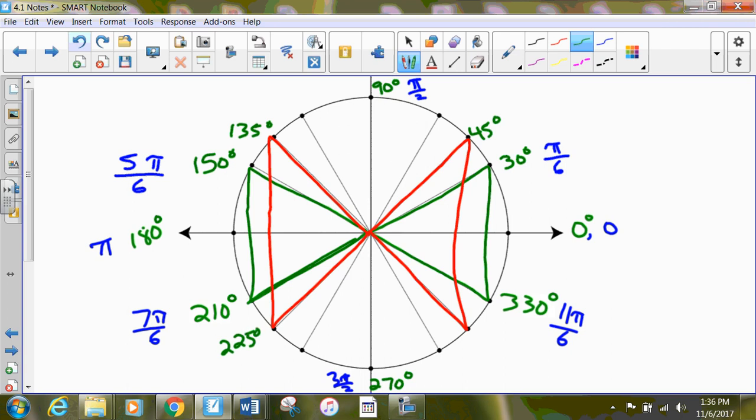I wonder if we went all the way around, that'd be 360. We've got to back it up 45. So 360 minus 45 is equal to 315. And then we'll do the same thing with radians.